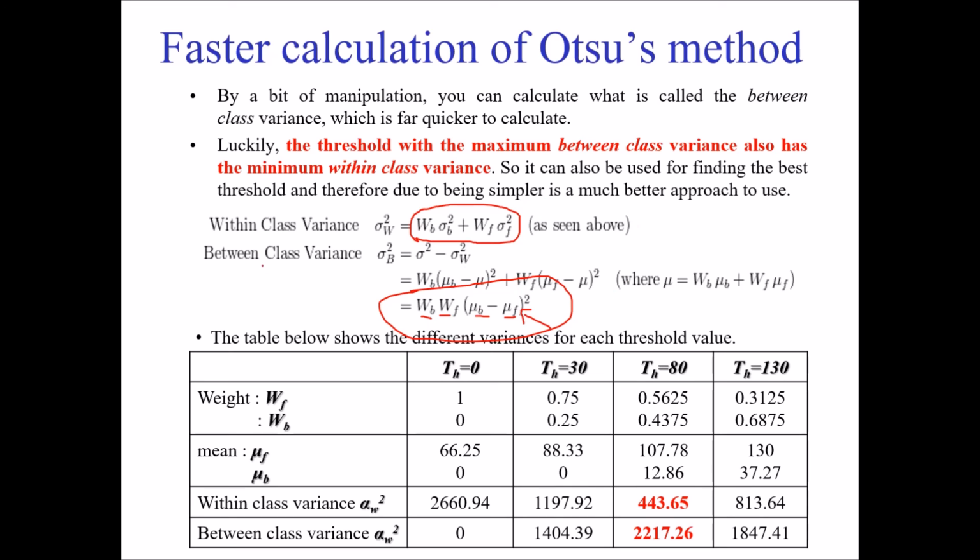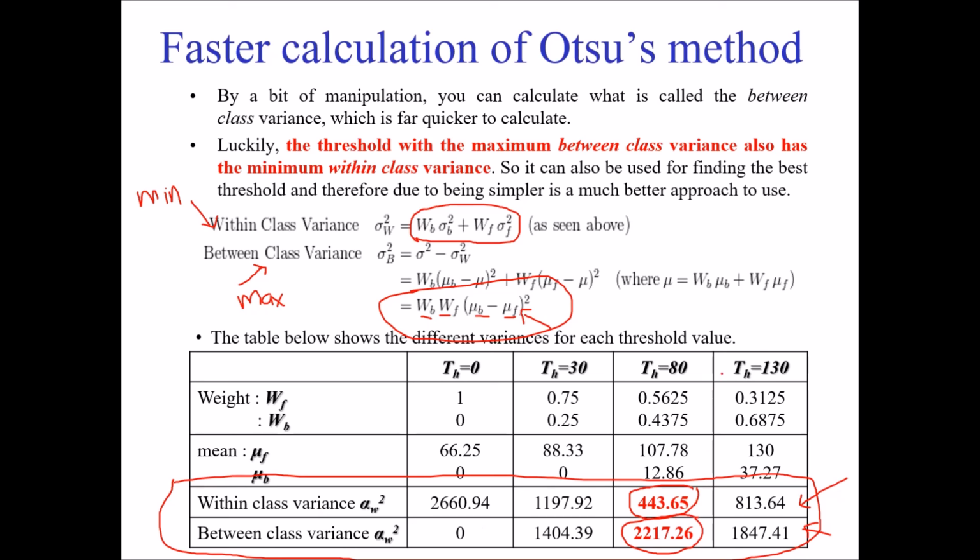However, you need to remember that the between class variance relies on the maximum, whereas the within class variance relies on the minimum. So, for instance, if we recalculate everything, you can focus on the final two rows of the calculation. This is what we find by using the within class variance formulation, and this is what we find by using the between class variance. You can see from this outcome that the maximum value of the between class variance is tailored with respect to the minimum value of the within class variance.